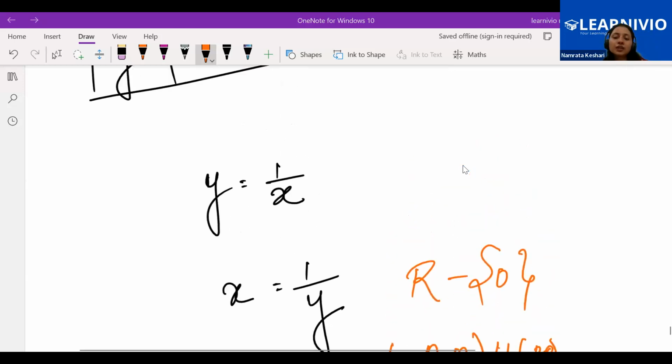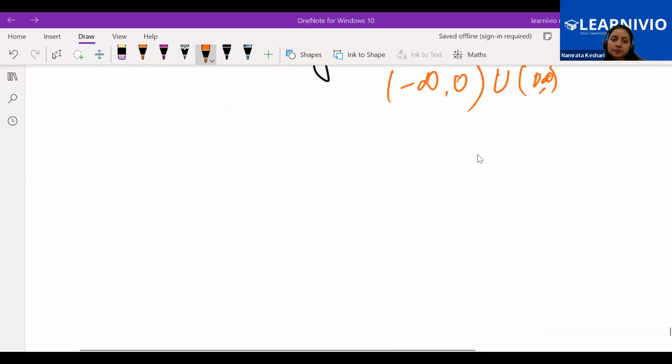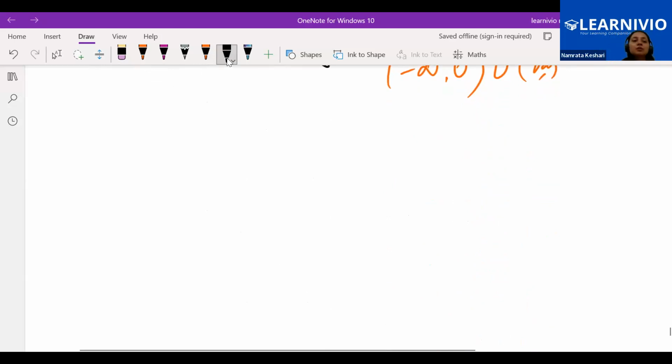This is one of the example of rational function, and we have found the domain and range of this function. Let's do the next concept. Modulus function, which is very important, very, very, very important modulus function.